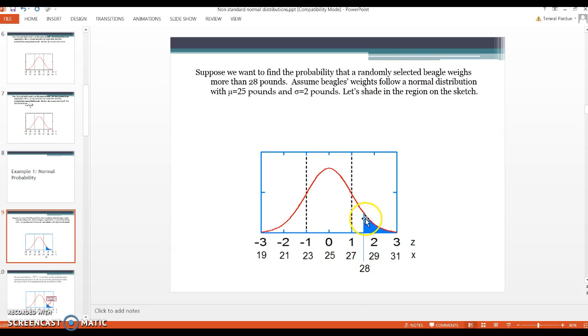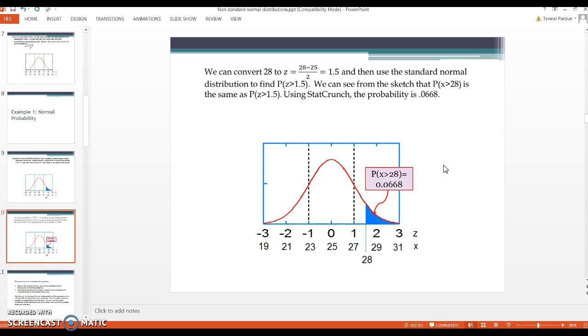But let's look at the sketch. So greater than 28 is going to be this blue area here to the right of 28. And you can see that that's going to be equivalent to z being greater than 1.5. But if we plug into the formula, you get z equals 28, that's the value we want to change, minus 25, because that's the mean, divided by the standard deviation of 2. And we get 1.5.